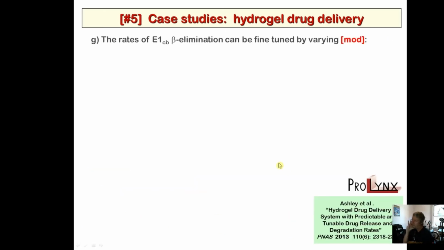So the rates of E1CB beta elimination can be fine-tuned by varying the modulator. That's something I just said. Here's the paper. It's a nice early paper for this company: Hydrogel drug delivery system with predictable and tunable drug release and degradation rates. Well, that sums it up, right? Being able to modulate the drug release and degradation rates by playing around with the modulator. And this is one of the cool results that they published in 2013.